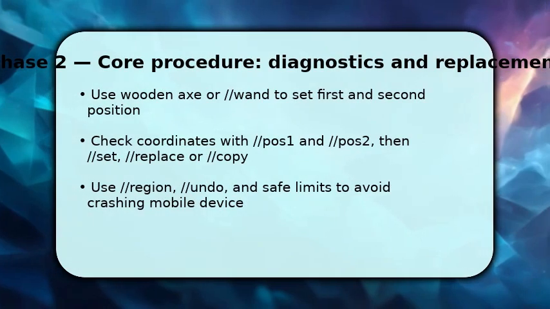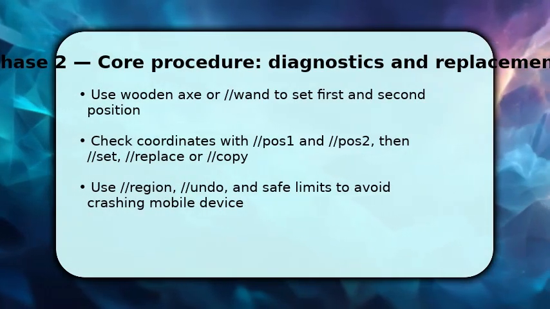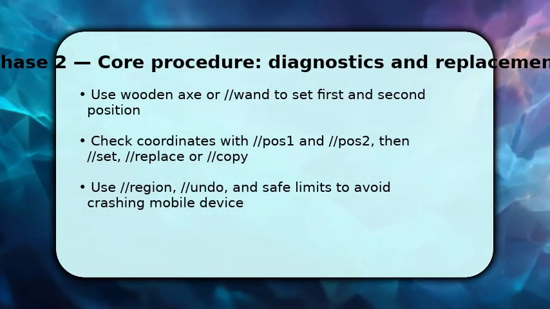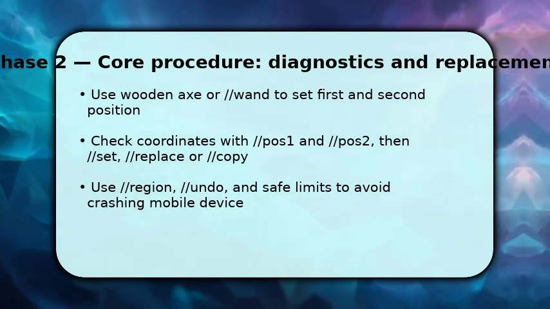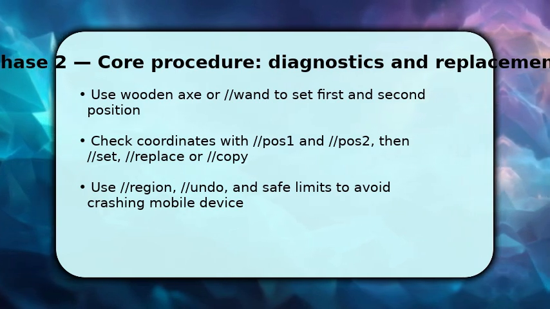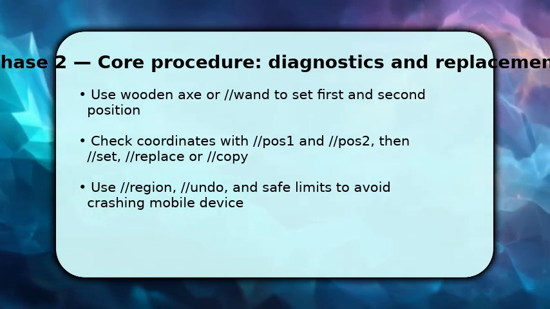You pick positions using the wand. Tap or hit to set pos 1, then move and set pos 2. Those two corners define the cuboid. Once set, check coordinates with //pos1 and //pos2 so you know the area.